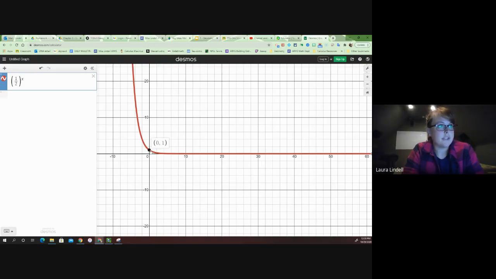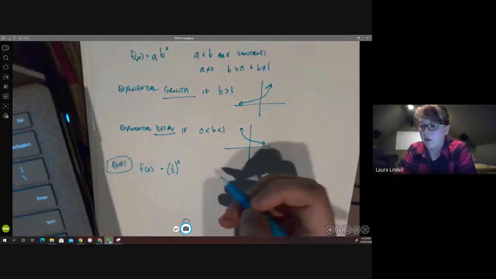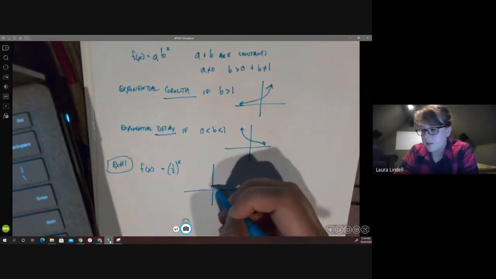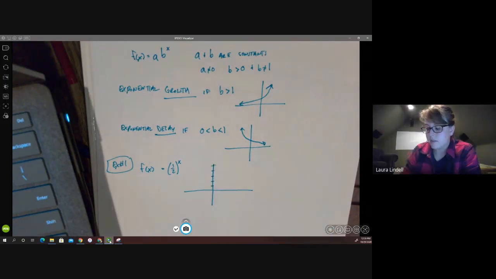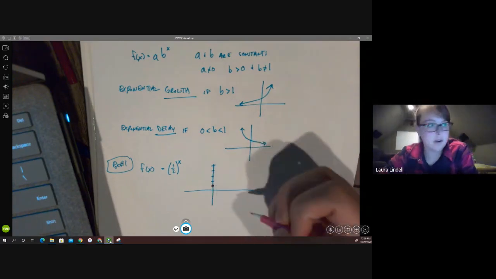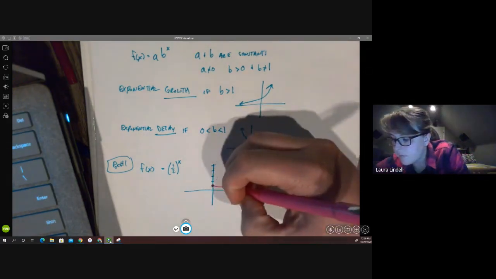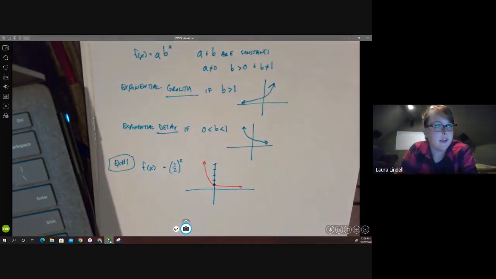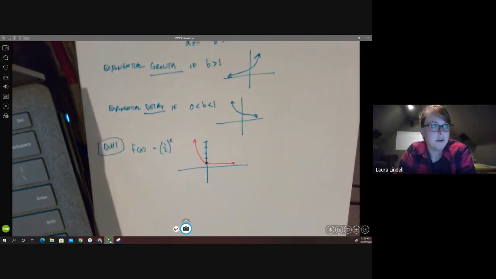We notice that it crosses the y-axis at (0, 1). So that's another thing that we want to emphasize in our graph. If I was going to draw a quick sketch of it, we might have something like this. I would put down where it crosses the y-axis, and I would draw something like that. It's pretty good for a quick sketch.